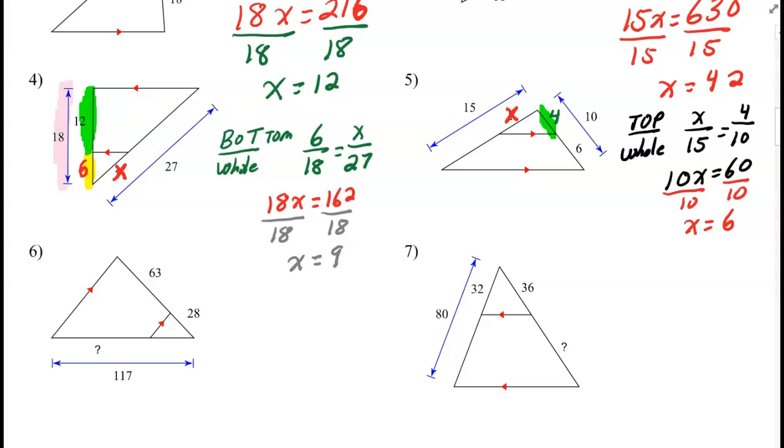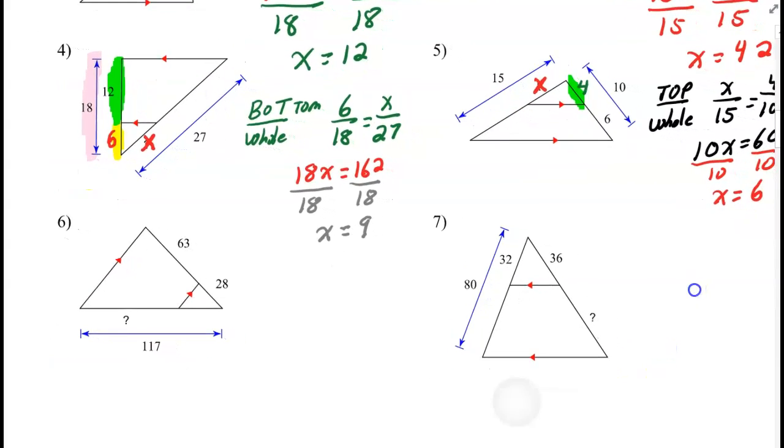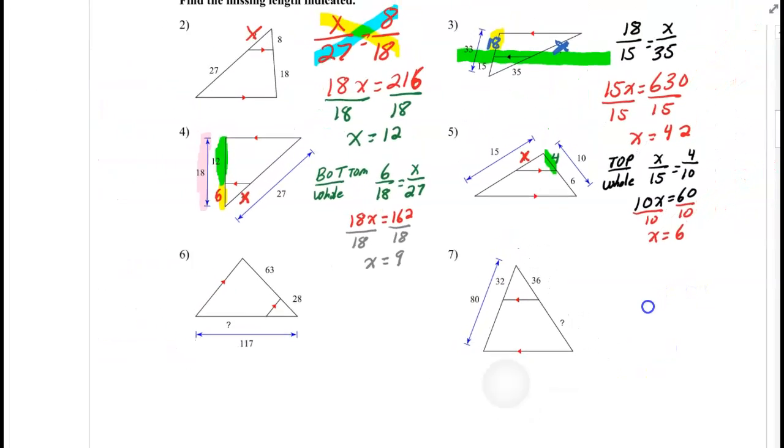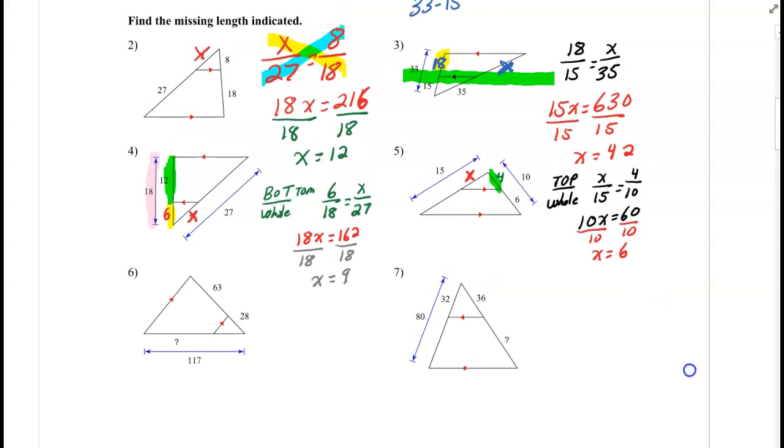At this point, I'm going to ask that you pause the screen and try problem number 6 and 7 on your own. I showed you an example of, in number 2, top to bottom. In example 4, bottom to whole. In example 5, top to whole. So I suggest you pause the screen, try 6 and 7, and then unpause, and I will have the answer displayed.